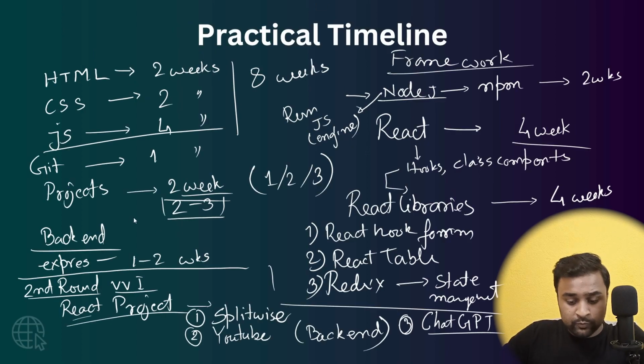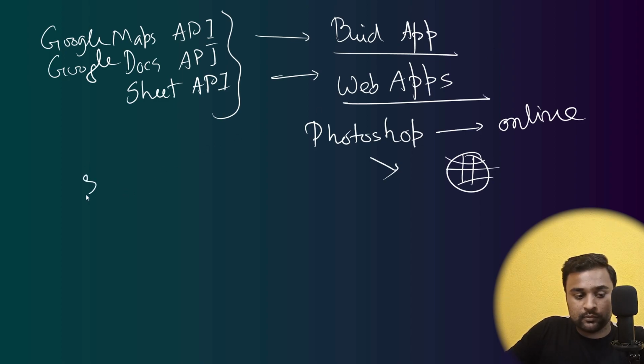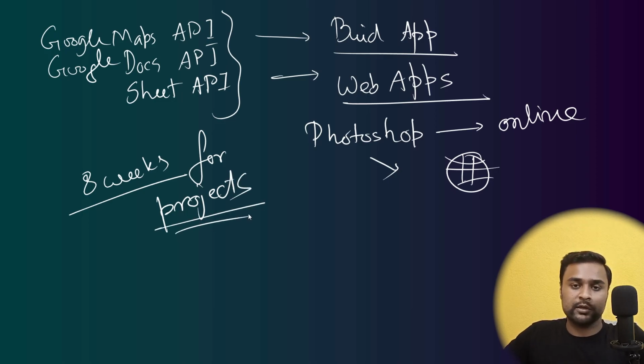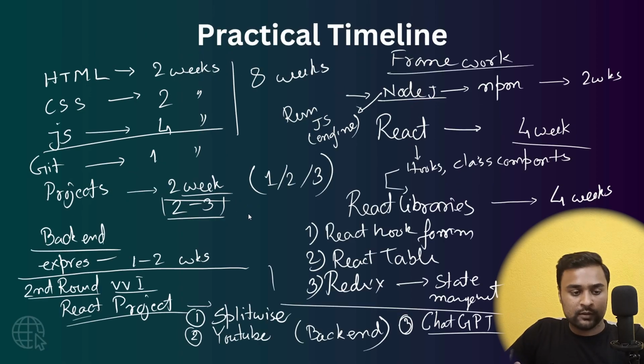The last thing, for projects, take 2 months, 8 weeks for projects, because this time is required for these solid projects. If you are building only one project, that is also fine, but please build it. So now let's count the total time it may take. 2 to 4 plus 4, 8 and then 9, 3 more, 12, and then Node.js 2 weeks, 14, plus 4, 18, 22, and then 2 weeks for Express, 24, and this is the backend. So around 8 months you would require.